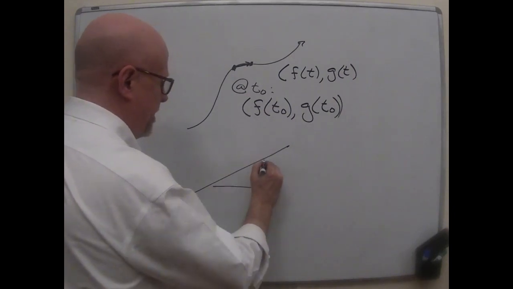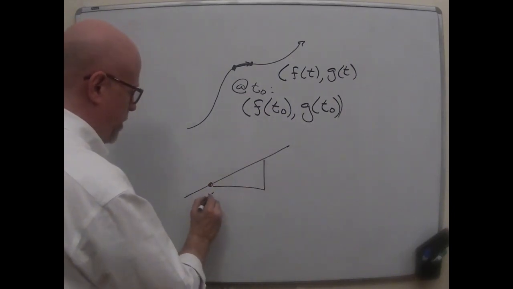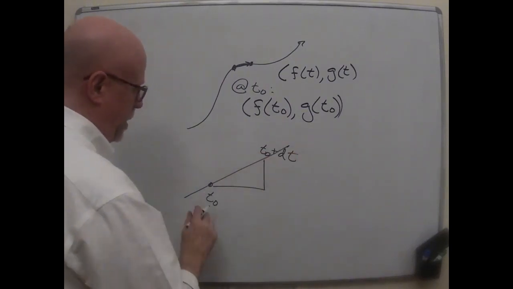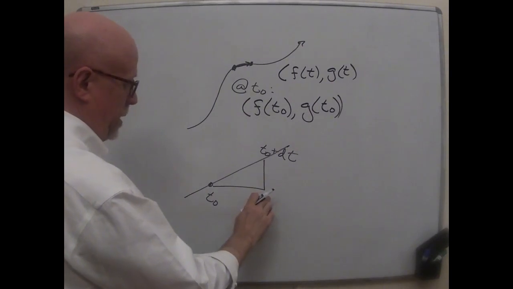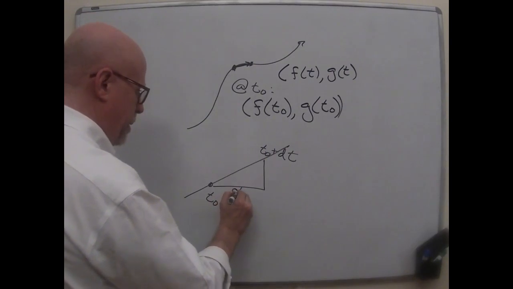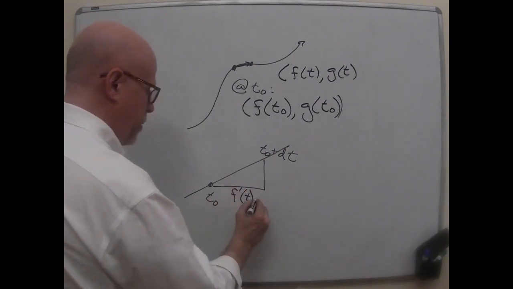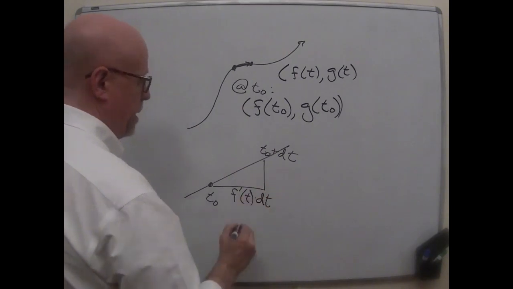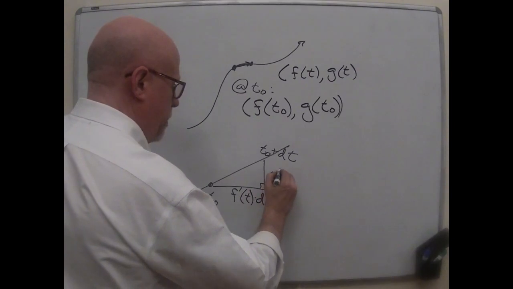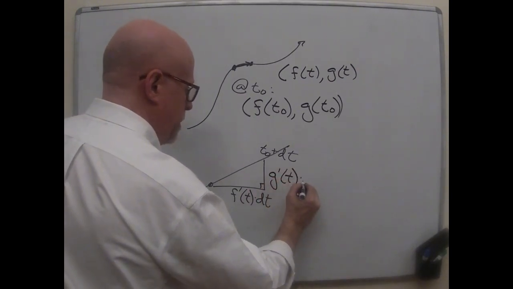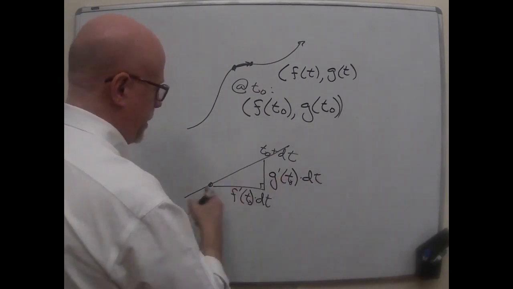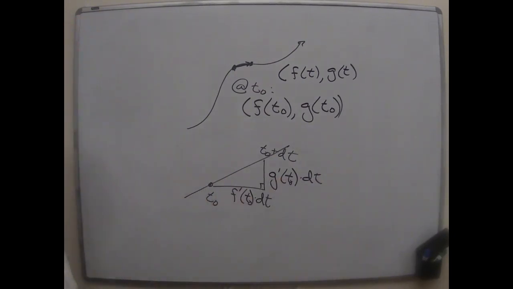Well, it's a line where from your t0 position to your t0 plus delta t, or dt, position, you have a change in the x and a change in the y that are the derivatives. We're using f for the x coordinate, so f prime times dt. That's how long that is, and this direction is g prime of t times dt. Actually, I should say t naught on these because we were evaluating at a particular t naught, right?